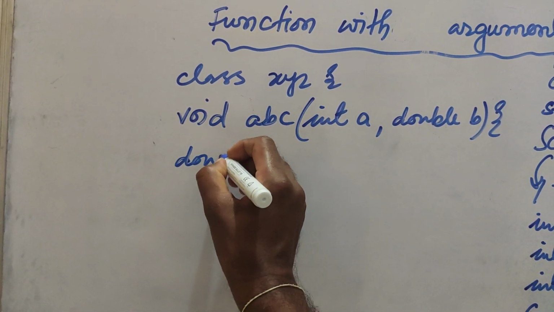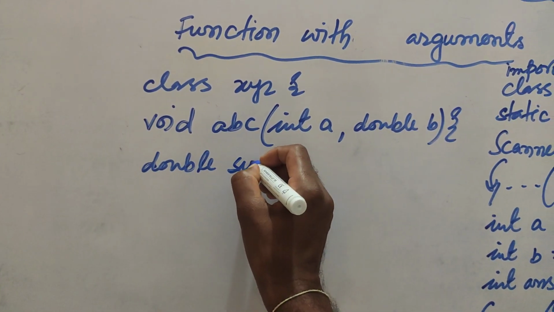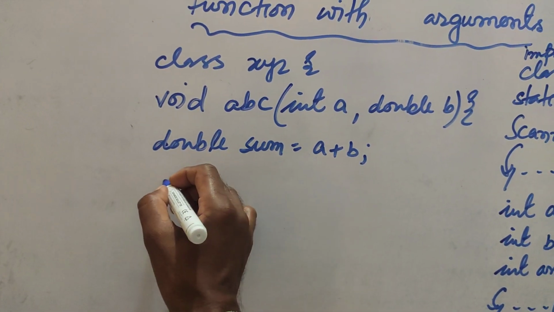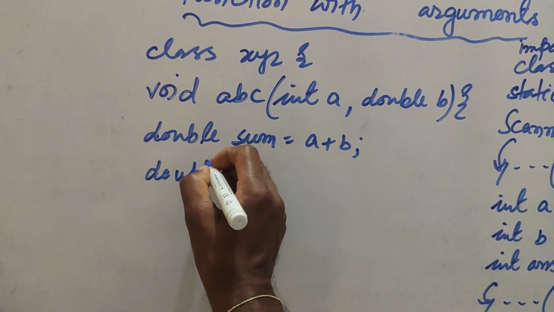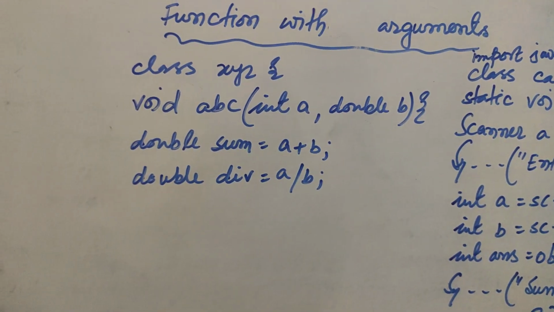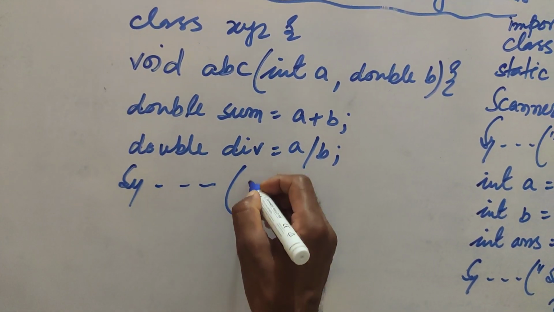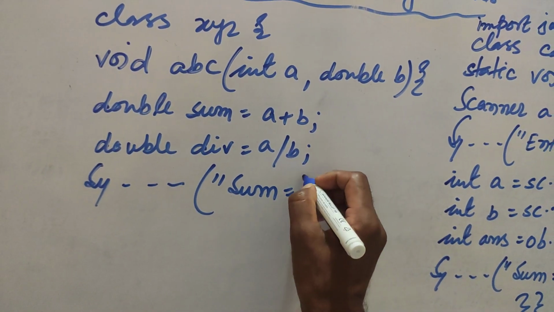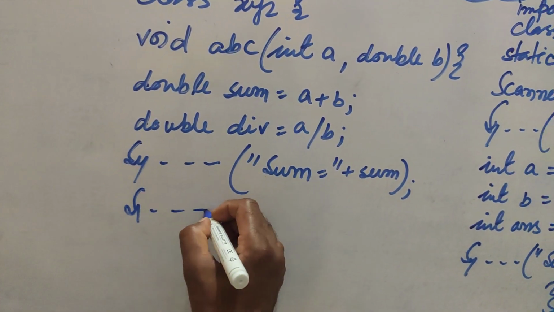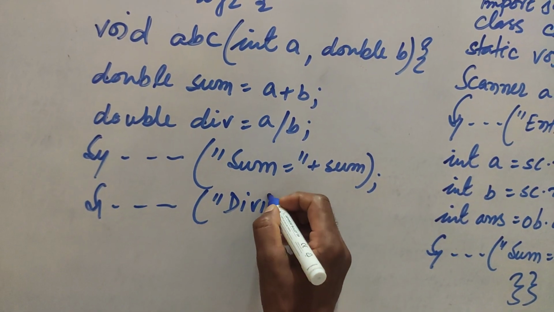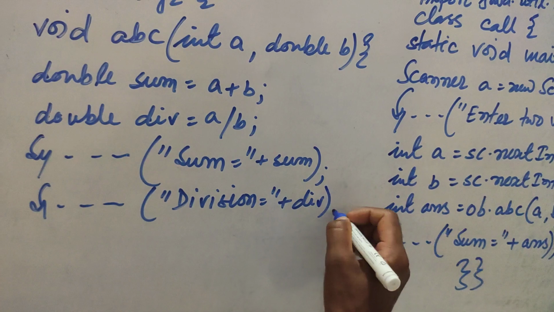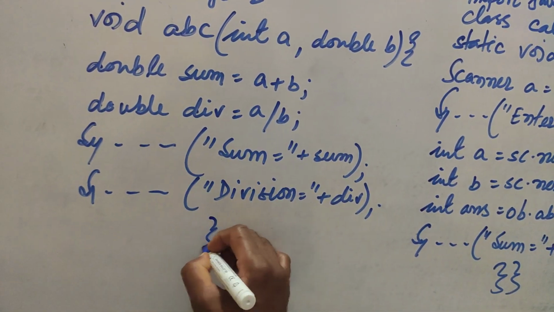Now double sum equal to a plus b. Here you can use more than 2 statements. Double div equal to division a by b. System.out.println sum or additions equal to plus sum. System.out.println division plus div. The variable which we take here, that you need to take.